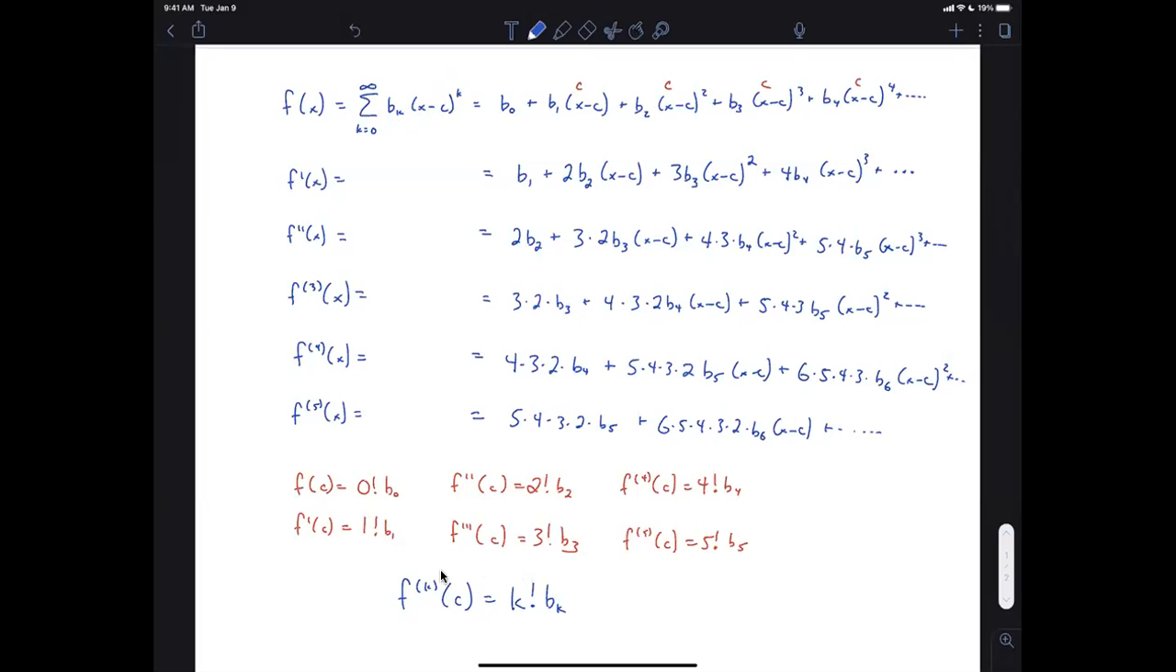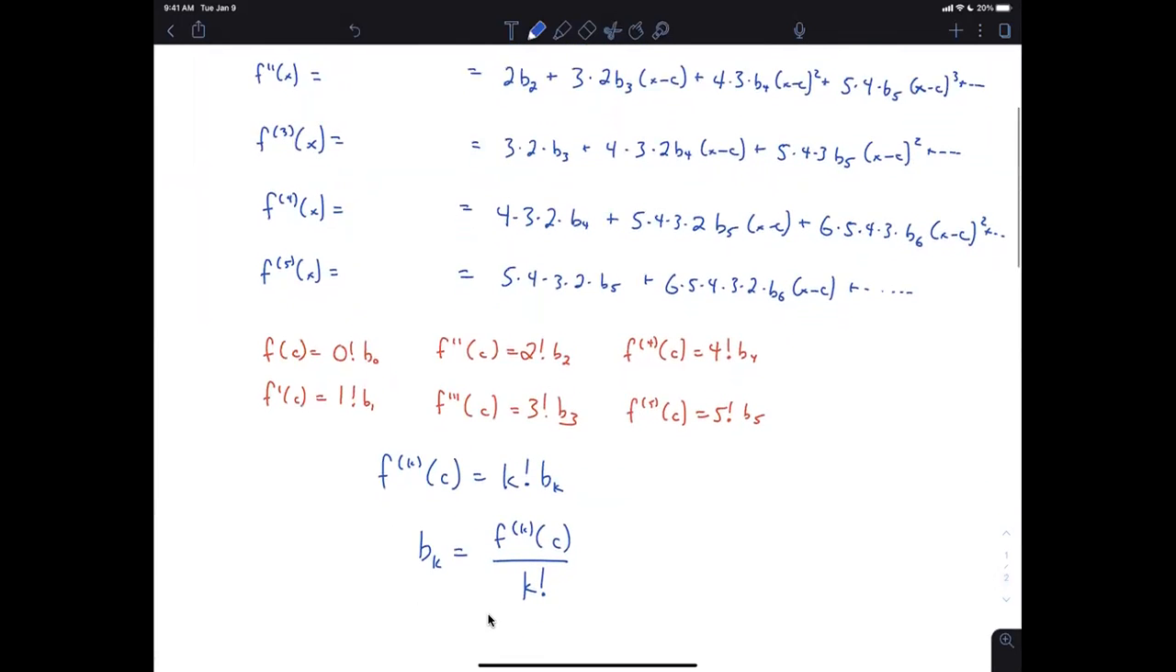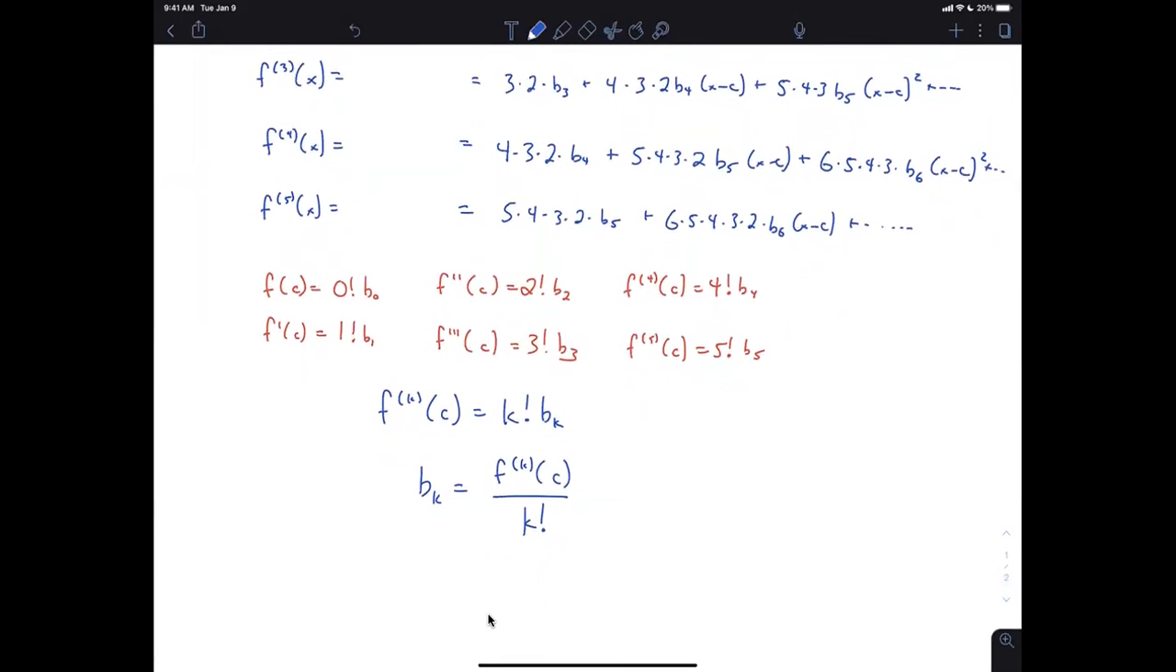This is a formula that gives us a way to figure out what the coefficient is for any value of k. So we can solve this for bk, and bk has to equal f^(k) of c, the kth derivative at c, over k factorial. And that's the big result here. Does that make sense to everybody, what we're getting? That tells us what the coefficients of the power series are, assuming there's a power series that's equal to this function f of x.